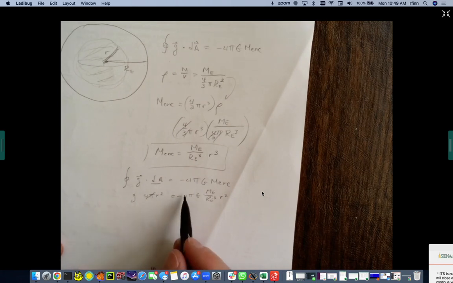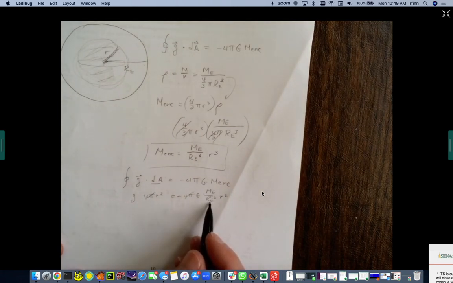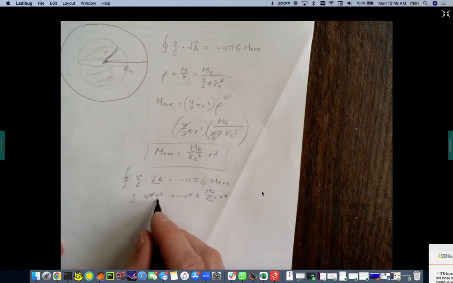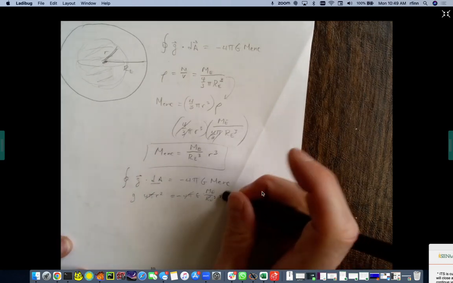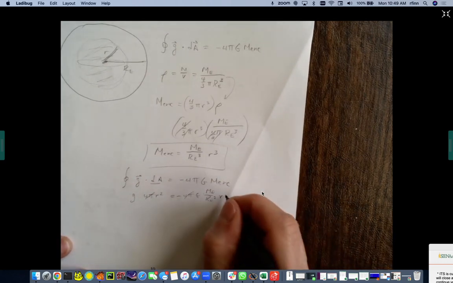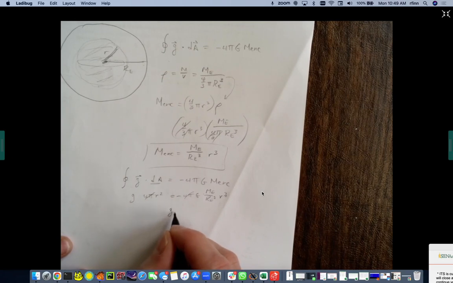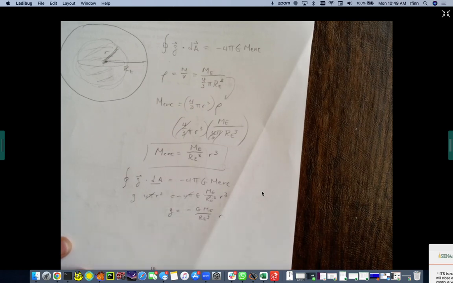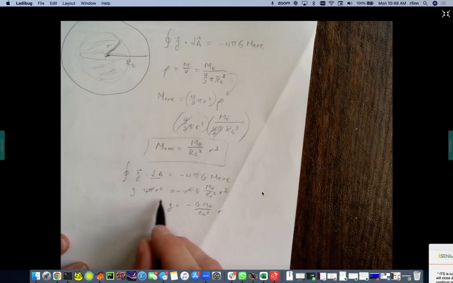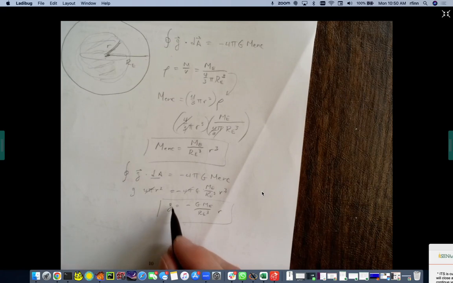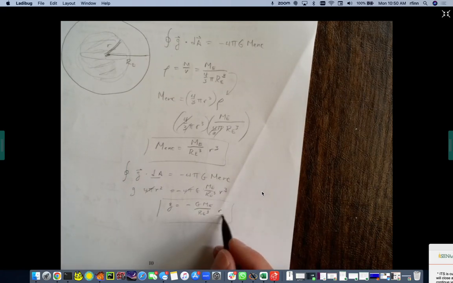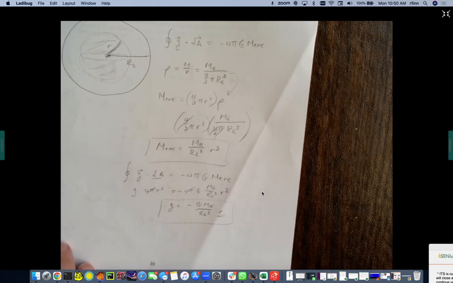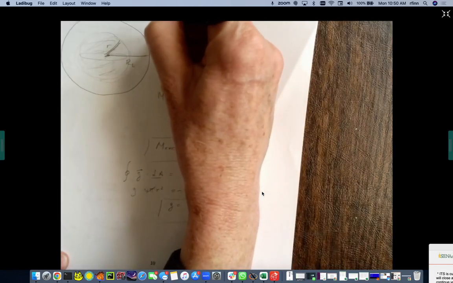Okay, so I have a 4 pi on each side. That can go away. And then I'll divide by, sorry, this is r cubed, divide by r squared. So I get g is minus G M_E over R_E cubed times the radius. Okay, so my acceleration of gravity is going to increase linearly with r. Okay, so that's part A.